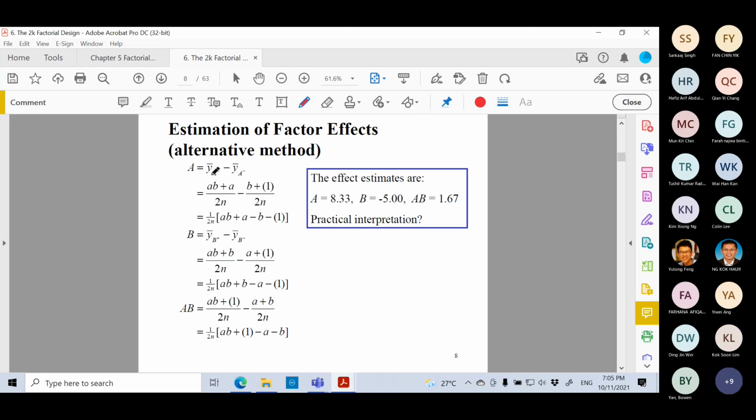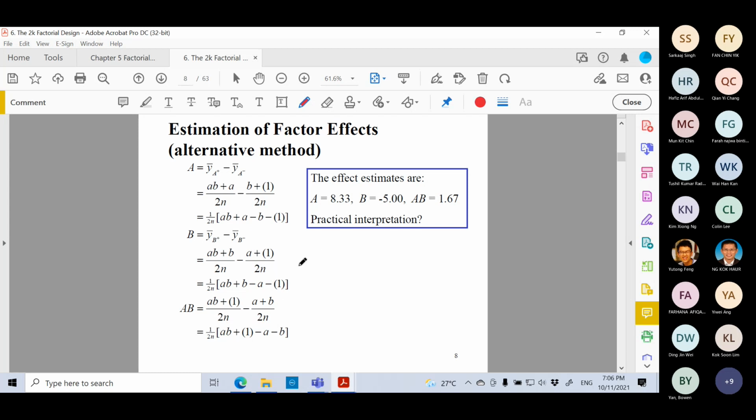For A, going from the low level to the high level, you have a positive effect. For B, going from the low level to the high level, you have a negative effect. The interaction between these two is 1.67, which is positive. So using two different techniques, you can calculate the effect using the following formula.